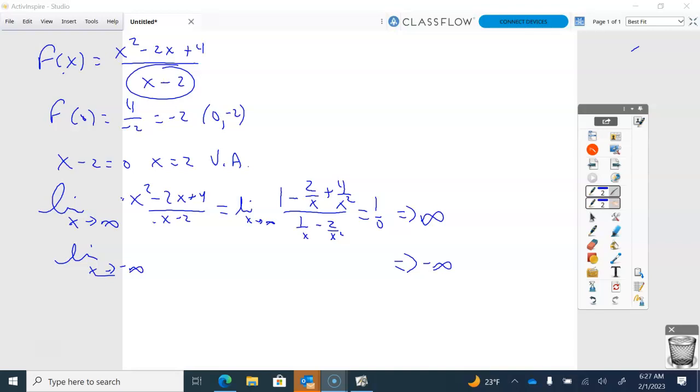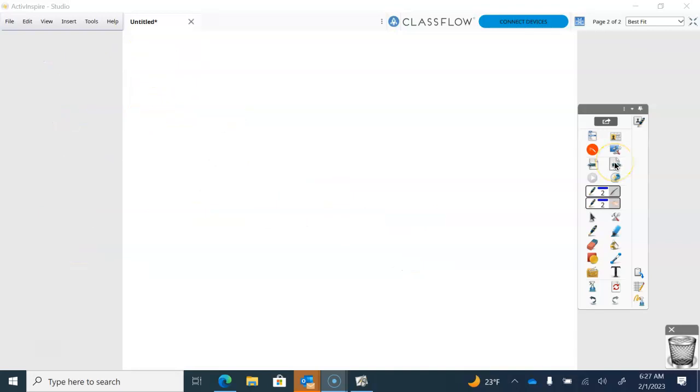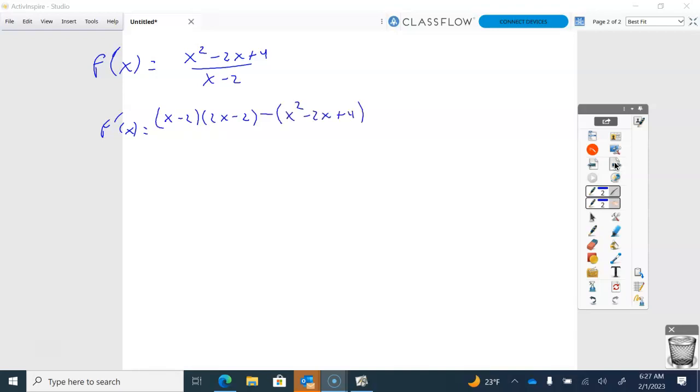Agree? All right, next up, what could I do if I was just working with the derivative? Well, the function itself is x squared minus 2x plus 4 all over x minus 2. So the derivative of that would be, by the quotient rule, x minus 2 times 2x minus 2 minus x squared minus 2x plus 4, all over x minus 2 squared.